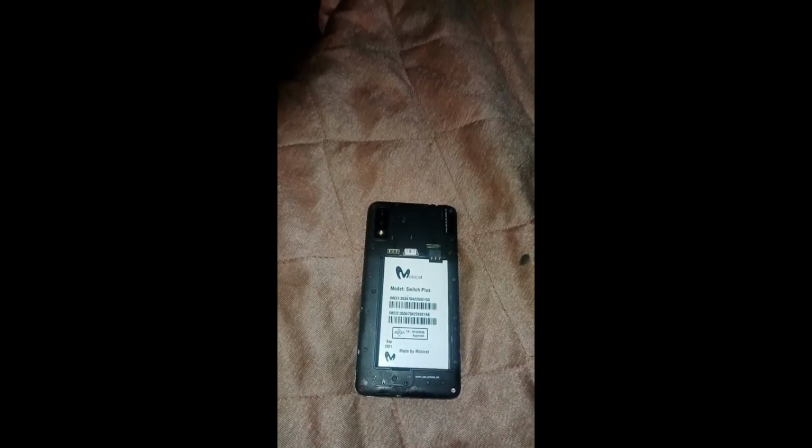Today, I'm gonna show you how to bypass Google account from Mobicel Switch Plus, in case you forgot your pattern, PIN, or the password of your Google account.